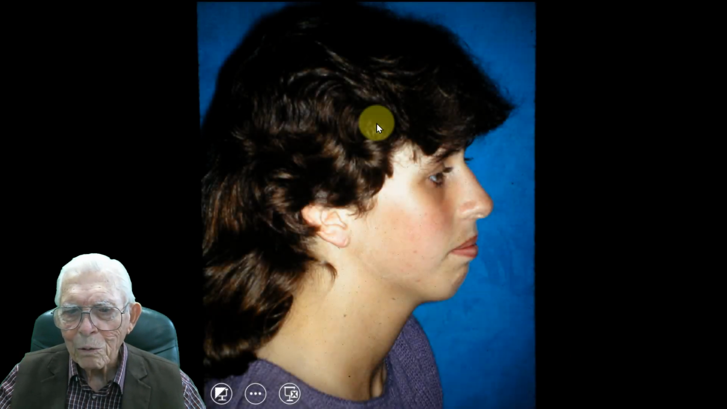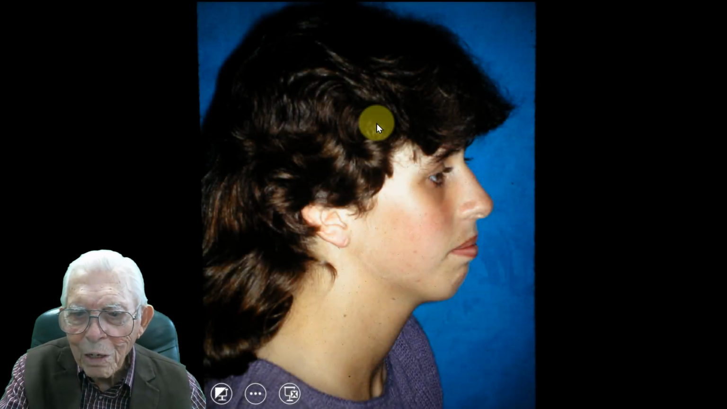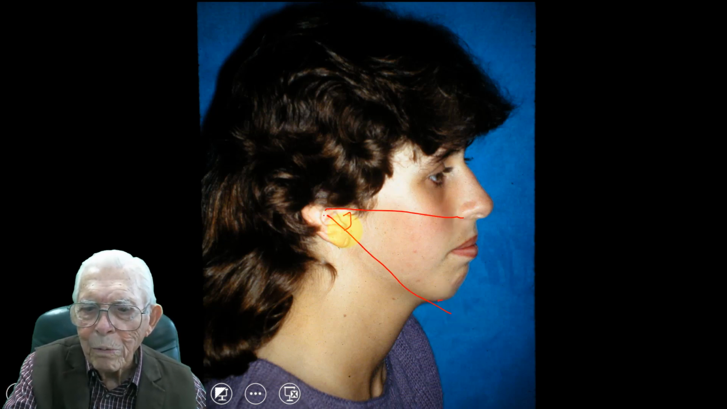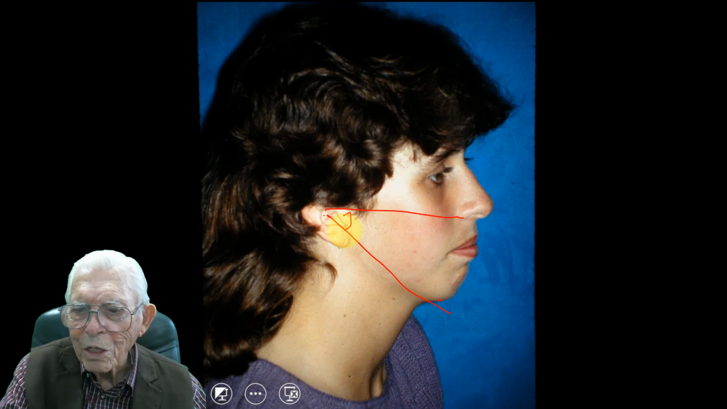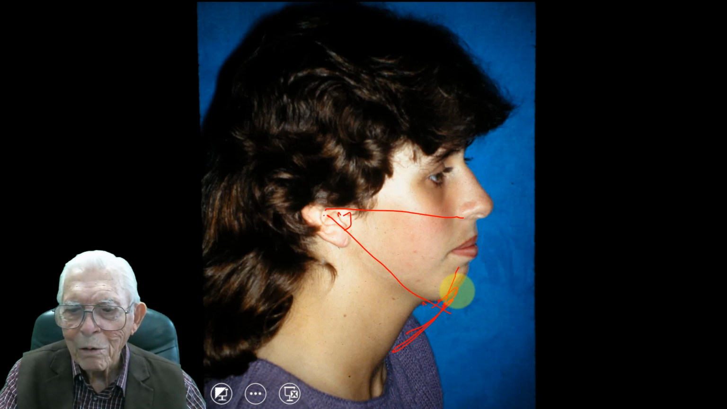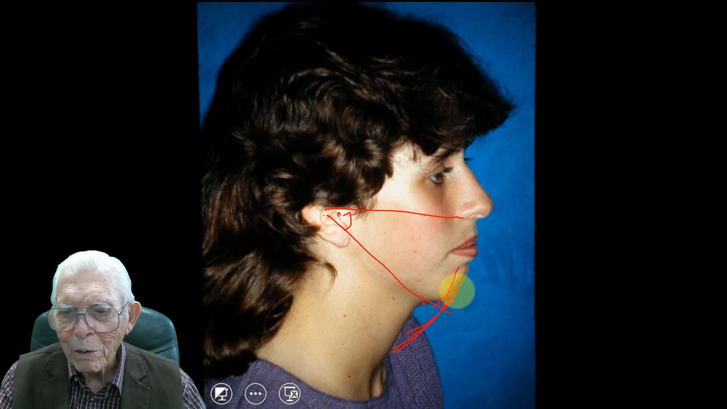What happens on a high angle case, you've just got this angle coming from here, coming across here is too big, and you get the chin dropping further and further down, and it rotates around here, and your chin goes back. If you brought this up and closed it to where you'd like to have it, this point on the chin would be out further.